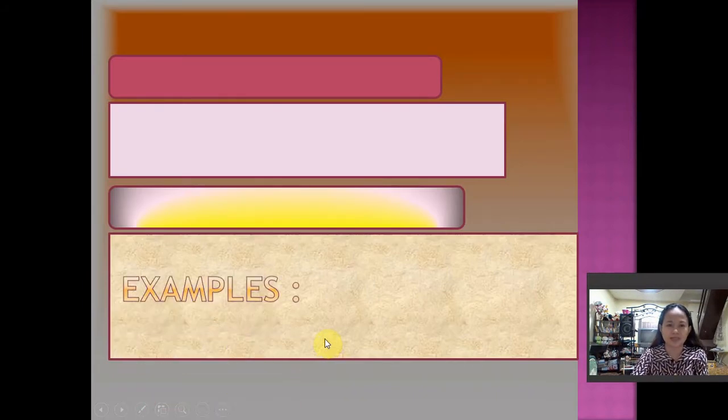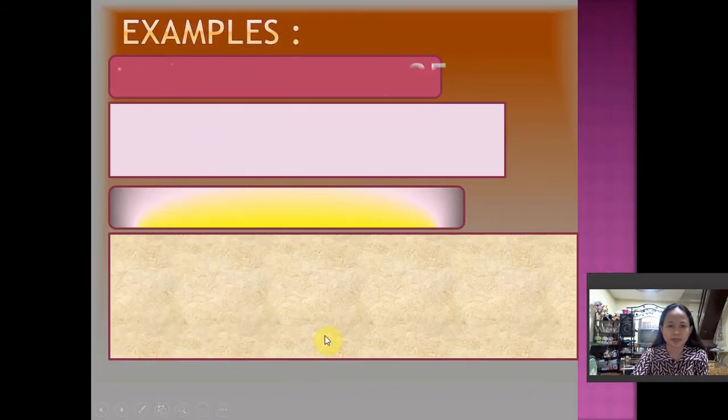For example, for number 1, we have 1, 4, 9, 16, and 25. So this is our sequence. Our first term is 1. Second term is 4. What is our third term? That is 9. How about the fourth term? 16. And the fifth term is 25. So this is an example of a sequence.